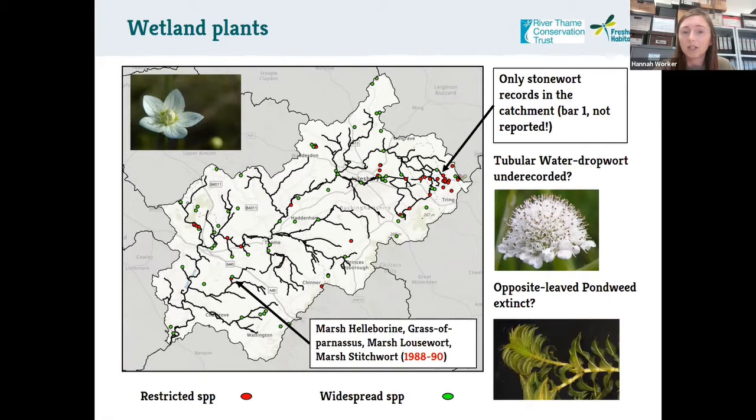Just giving you an idea of actually where they are in the landscape. We only had one record for stoneworts, which is sort of surprising, but we've now found another, so I'll get onto that a bit later. But that was over in these gravel pit lakes over here, again with the water quality being cleaner.